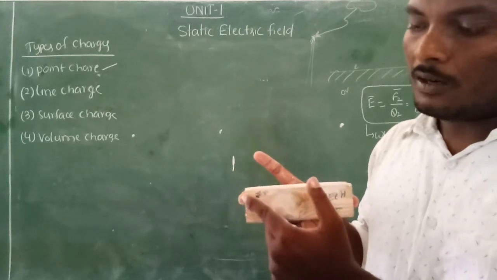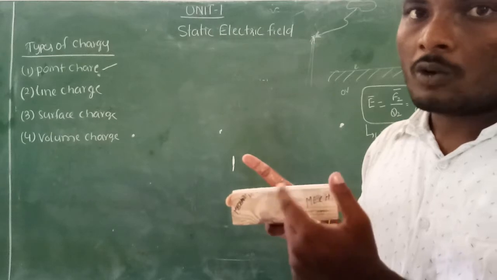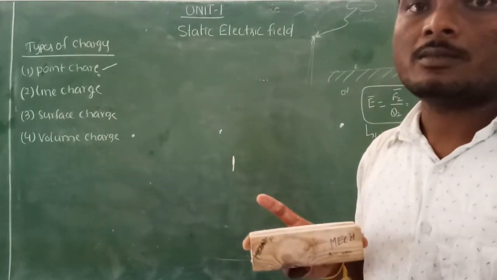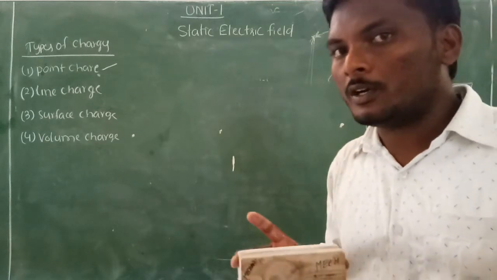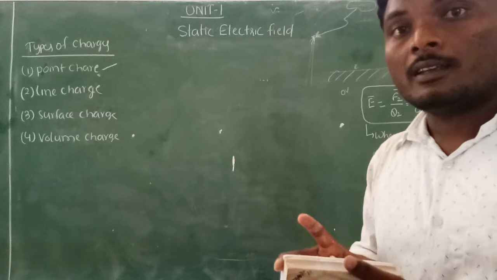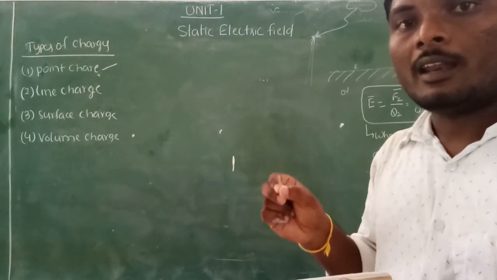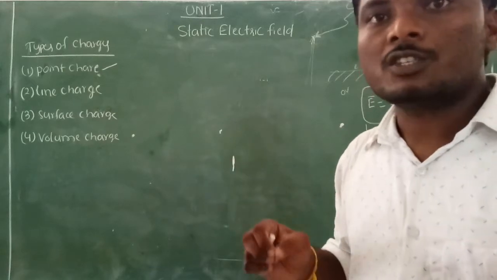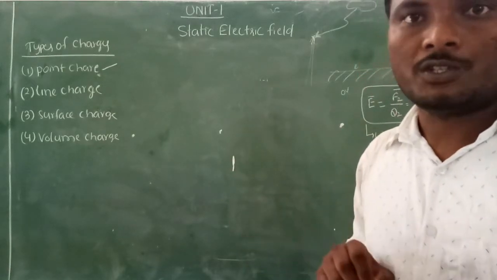If the surface does not have dimensions, it looks like a point. Such a type of charge is called a point charge. Now tell me, how can you define this point charge? A point charge is one where the charge carried is a dimensionless quantity. Such a type of charge is called a point charge.